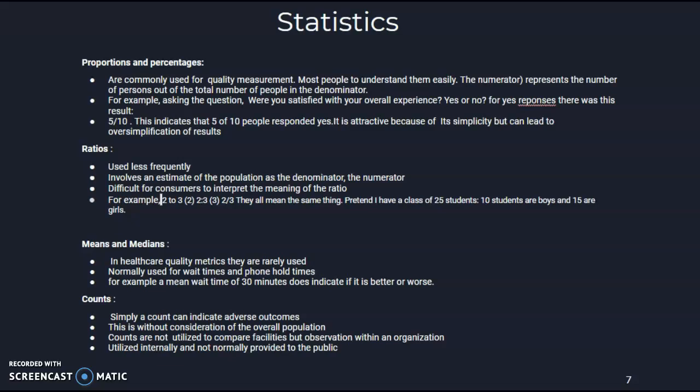In the result, the yes responses would be 5 out of 10. If there were 10 people asked, 5 said yes. That indicates the response of yeses.